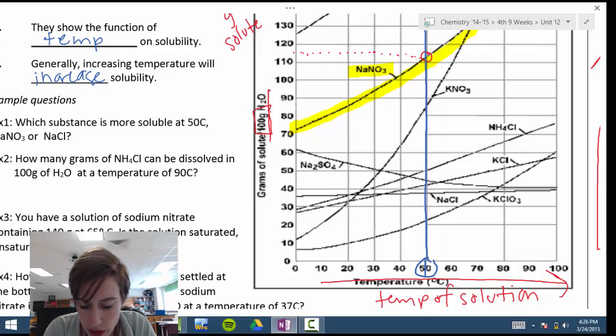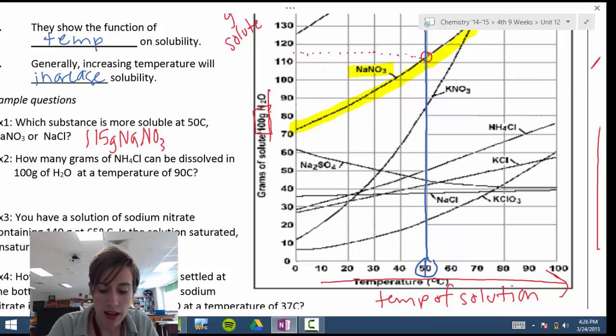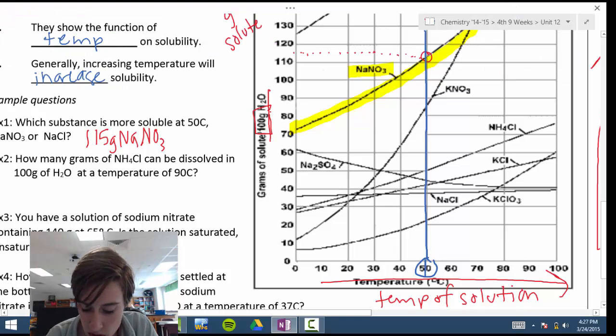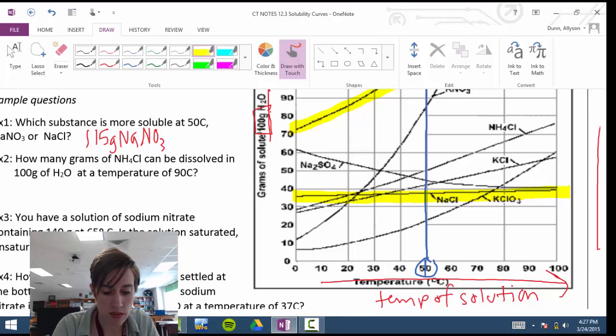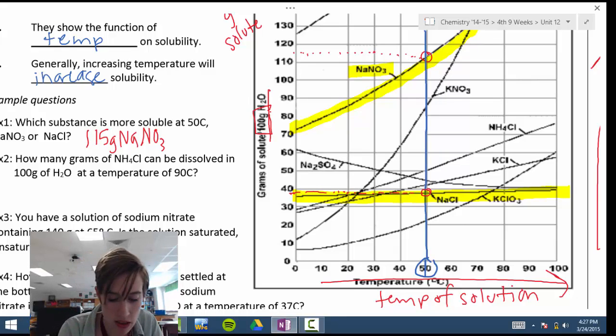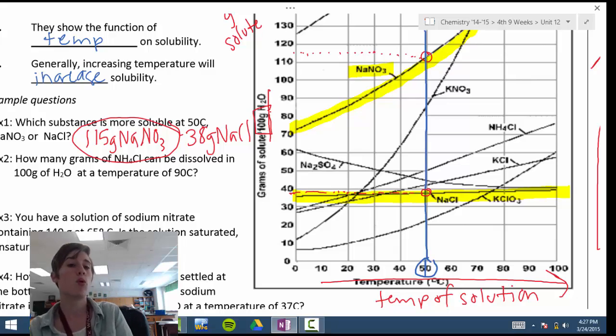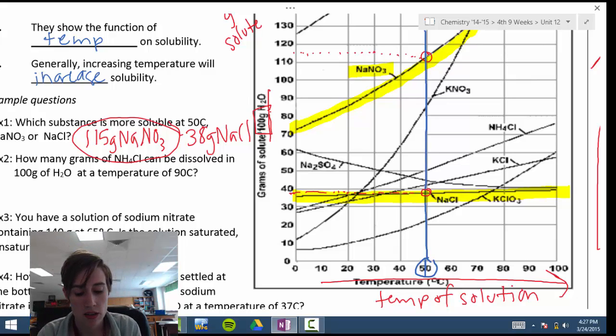I'm not very good at drawing these lines. I'm going to guess it's 115. So we say 115 grams of sodium nitrate is dissolved at 50 degrees Celsius. Now let's find our other substance. The other substance was sodium chloride, which is right here. Sodium chloride intersects 50 degrees Celsius at this point right here, which, if I connect it over to the side, looks close to 40, but not right at 40, so let's say 38 grams. So which one is more soluble? Which one dissolves more? Well, it's obviously sodium nitrate, right? Because it dissolves more than sodium chloride did.